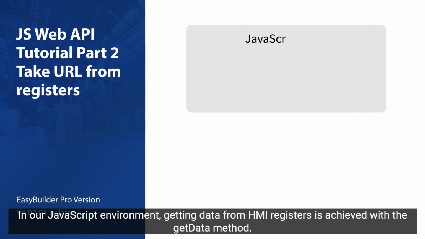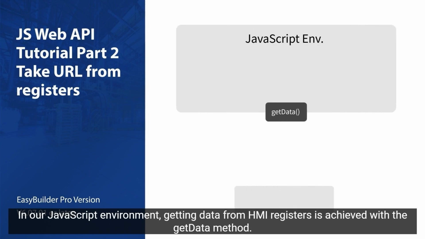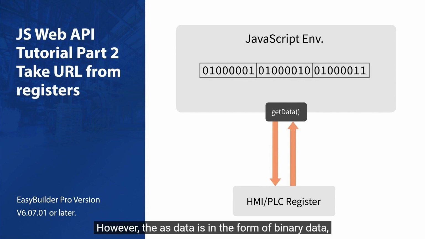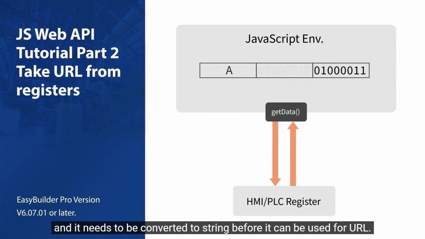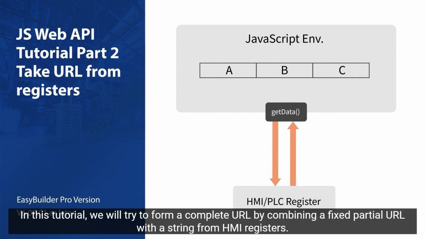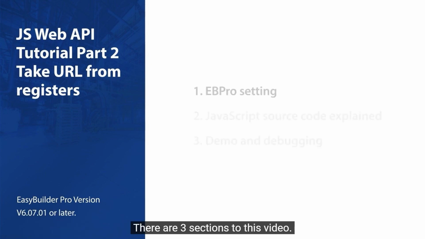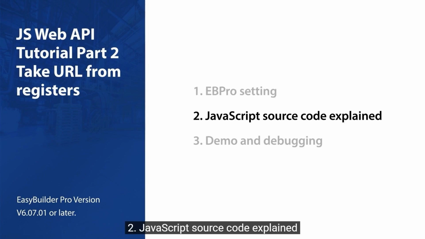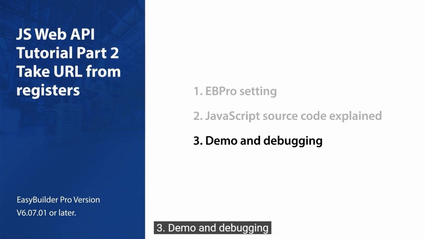In our JavaScript environment, getting data from the HMI registers is achieved with the getData method. However, as data is in the form of binary data, it needs to be converted to string before it can be used for a URL. In this tutorial, we will try to form a complete URL by combining a fixed partial URL with a string from the HMI registers. There are 3 sections to this video: 1. EB Pro setting, 2. JavaScript source code explained, 3. Demo and debugging.